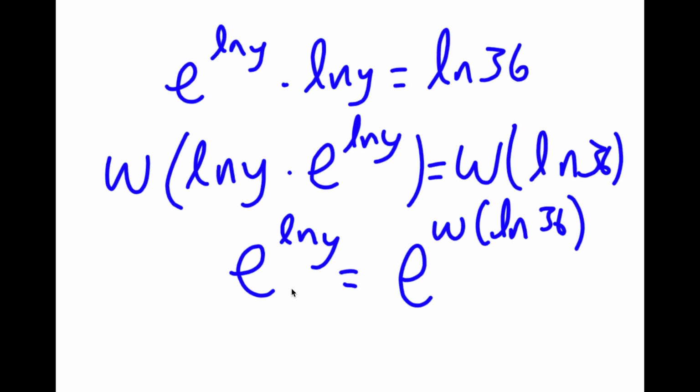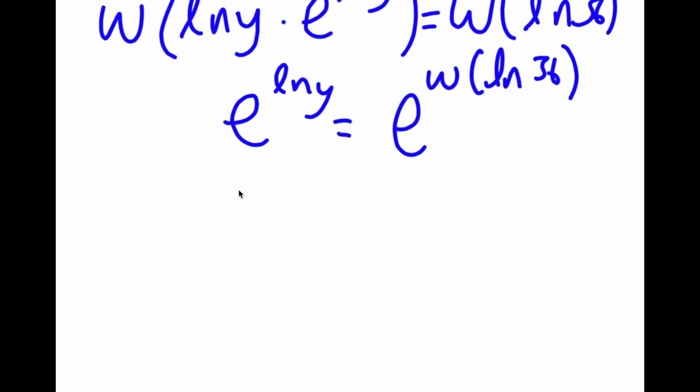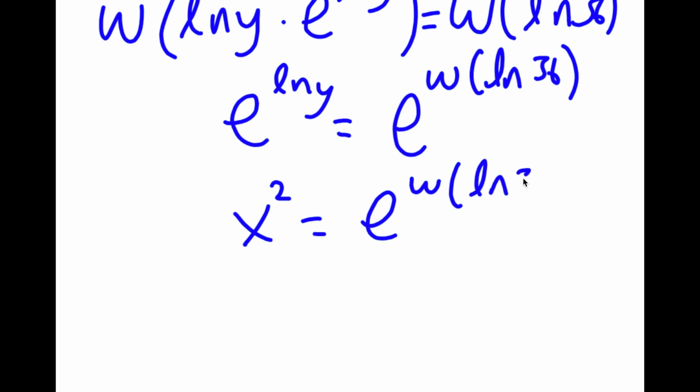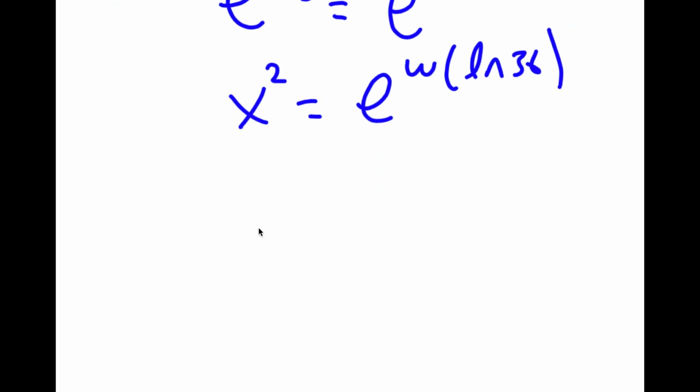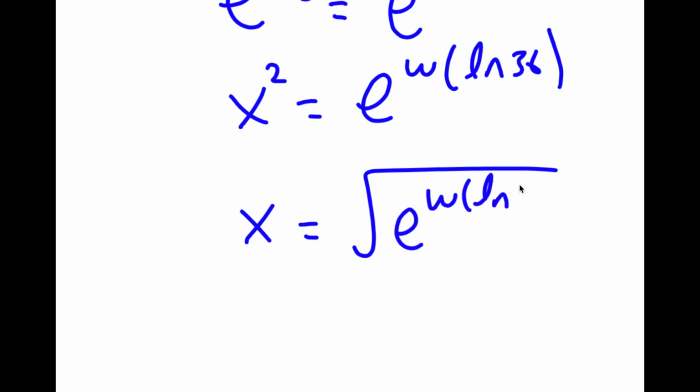And remember how we let y equal to x squared. So now I have x squared is equal to e to the power of W of ln 36. If I take the square root on both sides, I get x is equal to the square root of e to the power of W of ln 36. And this is plus or minus.